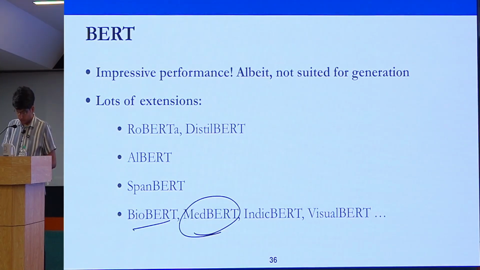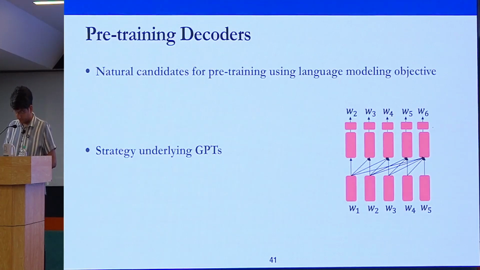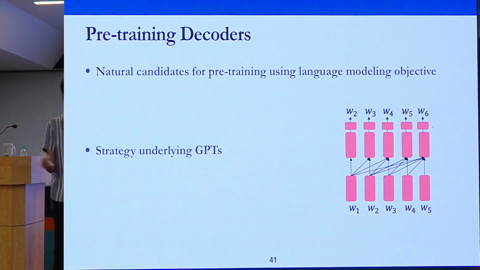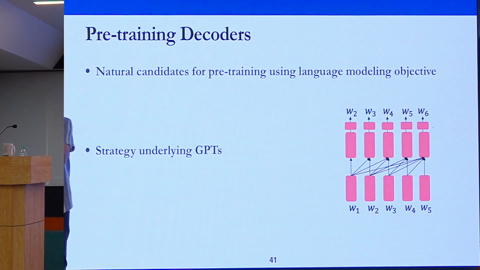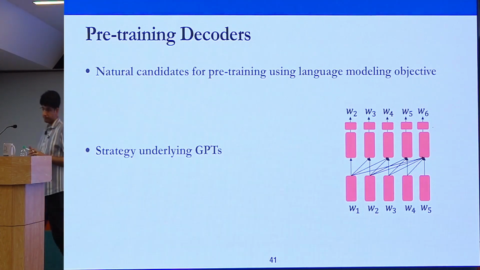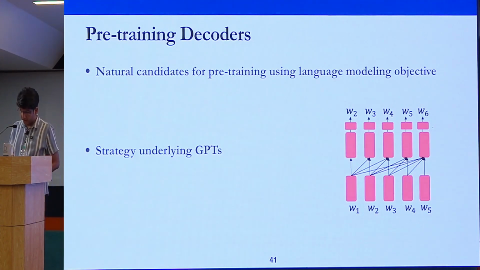Okay, so instead of having an encoder, you can pre-train a decoder also. These are natural candidates for the language modeling task. The decoder is just predicting the next word, one word at a time. This is the strategy underlying GPTs, right? And so GPT is nothing but a giant transformer.